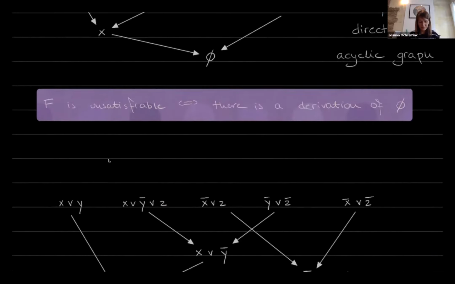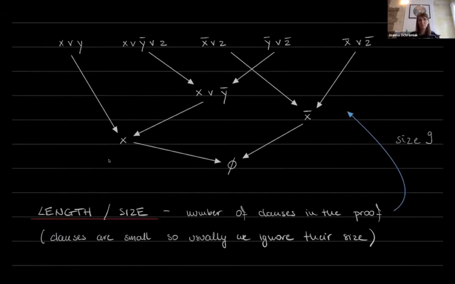Now I told you that I want to mention some complexity measures that we are interested in when we are talking about proofs. The most important one is the size, or when we are talking about resolution, we also sometimes call it the length of a proof. In the case of resolution, we often define it as the number of clauses in the proof. So in this case, the size would be 9. This is because the size is as introduced in the first definition. It's just that clauses are small.